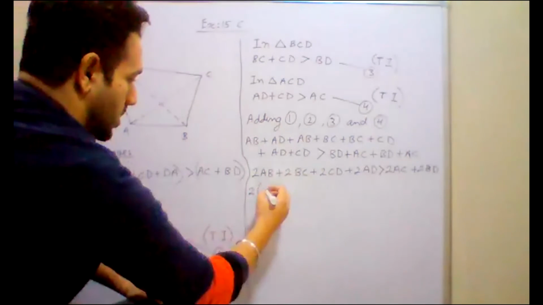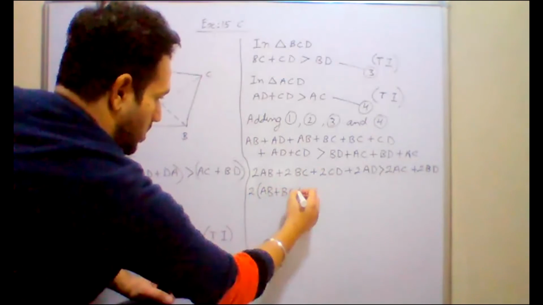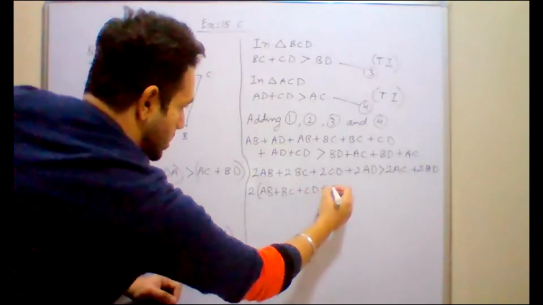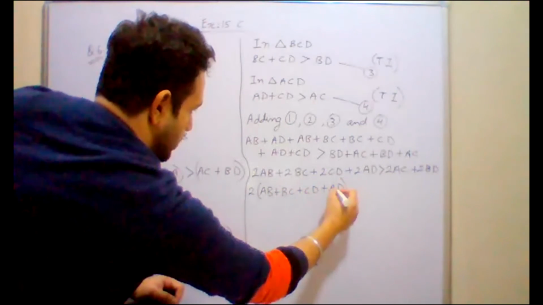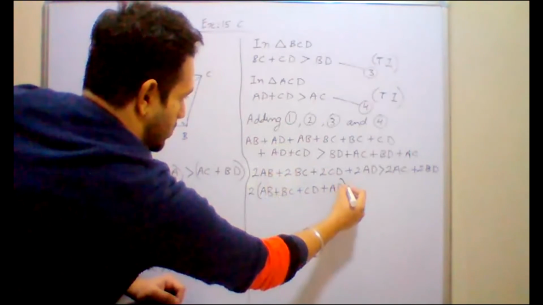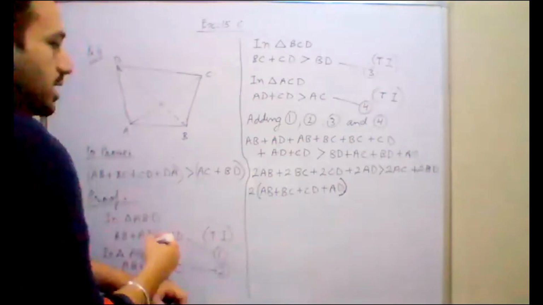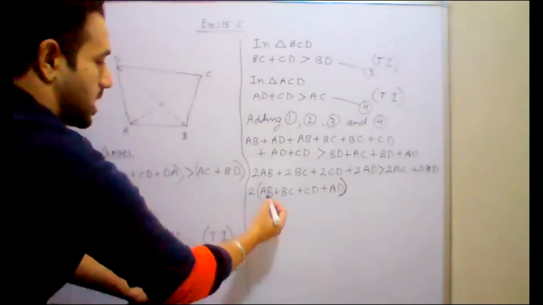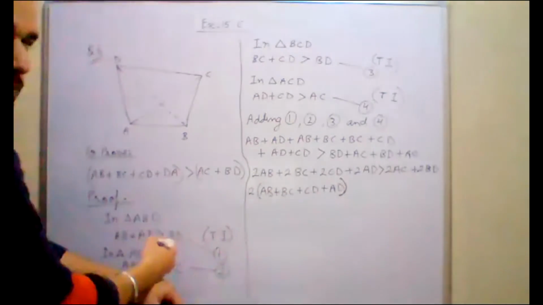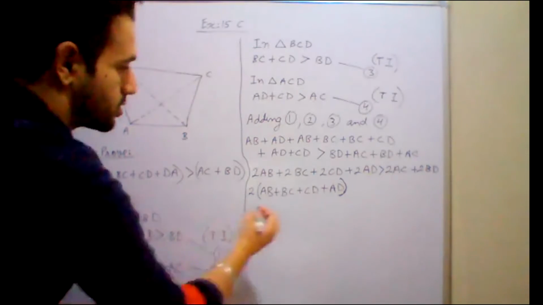So when you take 2 common, you get AB plus BC plus CD plus AD in the bracket. Bracket में क्या बचेगा? सब कुछ one time आप लिख देंगे. You have taken 2 common out of the bracket. Bracket में बचा AB plus BC plus CD plus DA. Okay. DA या AD कुछ भी बोल सकते हैं.